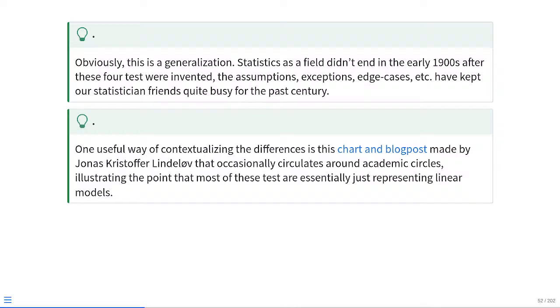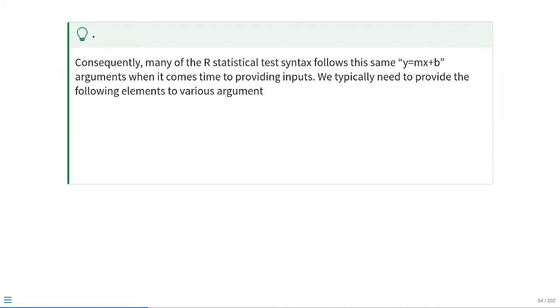One useful way of contextualizing the differences between these different tests is the chart and blog post that was made by Jonas. I occasionally see this one still circulate around academic circles. It basically illustrates the point that most of the tests that we're using either are linear models or a close approximation of linear models. And that's reflected in what we see in the context of R, because many of these R statistical tests are expecting a syntax along the lines of a linear model of y equals mx plus b. So when it comes to those arguments, the inputs that we're providing are basically going to these corresponding slots when it comes to the analysis portion.